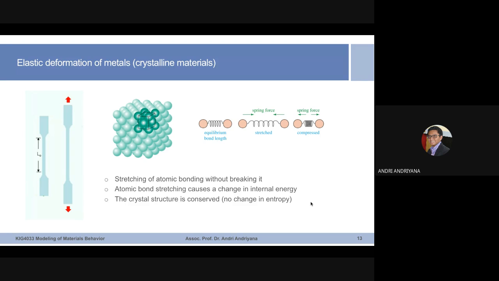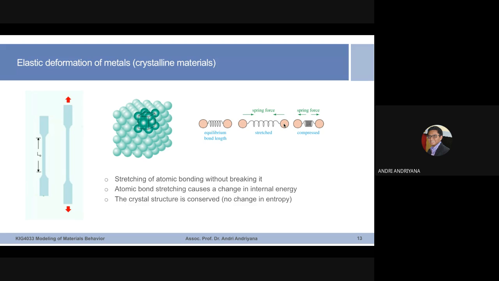We also learned two weeks ago that elastic deformations in metals correspond to the stretching of atomic bonding without breaking it. If I illustrate between two atoms, there exists an atomic bond, which we illustrate in the form of a spring. When you stretch it, the spring is elongated. When you compress it, the spring is compressed. So you simply stretch the atomic bonding without breaking it. It is elastic deformation. So what happens when you stretch the atomic bonding?